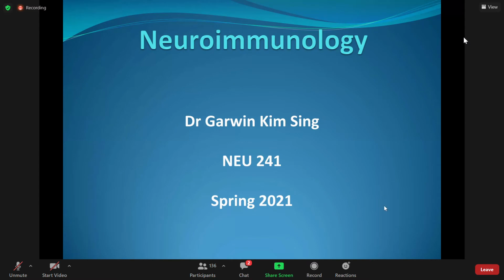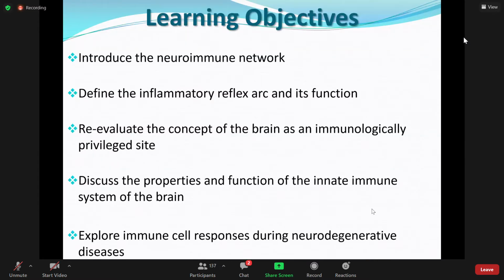All right, so the objectives of this lecture is to introduce the neuroimmune network, to define the different networks where there is communication between the brain and control of the immune system, particularly in the so-called inflammatory reflex arc.